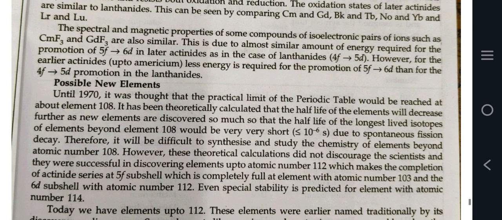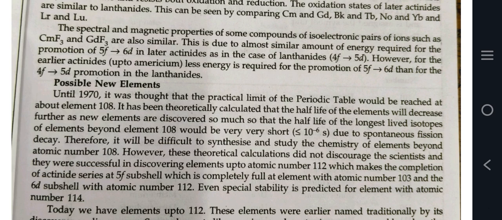The spectral and magnetic properties of some compounds of isoelectronic pairs of ions such as CmF3 and GdF3 are also similar. This is due to the almost similar amount of energy required for the promotion of 5f to 6d in later actinides, as in the case of lanthanides, 4f to 5d. However, for the earlier actinides up to americium, less energy is required for the promotion of 5f to 6d than for 4f to 5d promotion in lanthanides.